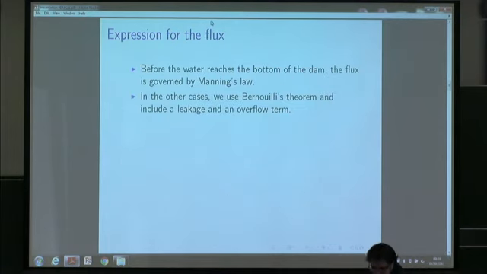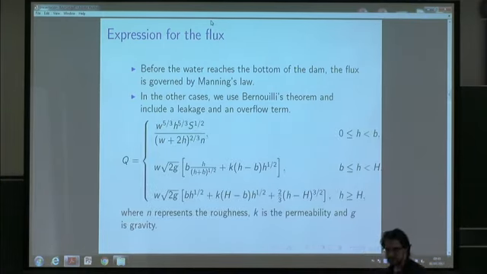So, furthermore, we need an expression for the flux. Again, we're going to split the whole flow into different regions. First, we're going to have an expression for the flow before the water has reached the dam. This is simply gravity-driven flow counteracted by drag on the riverbed, and is given by the so-called Manning's law. And here n is Manning's roughness coefficient.